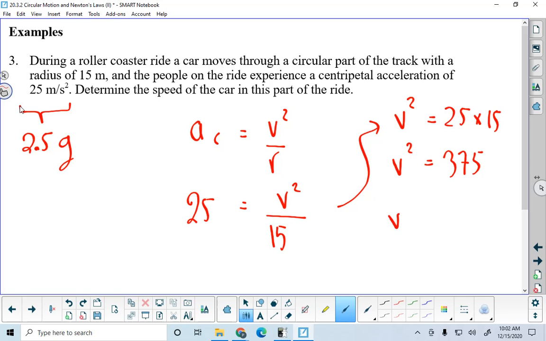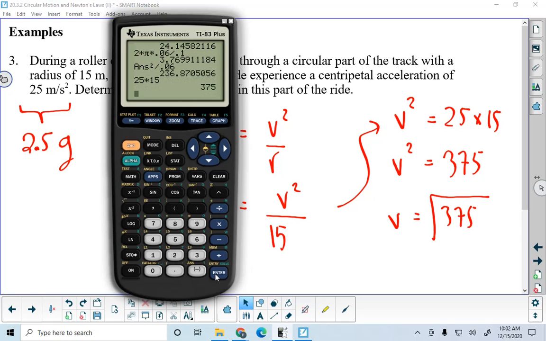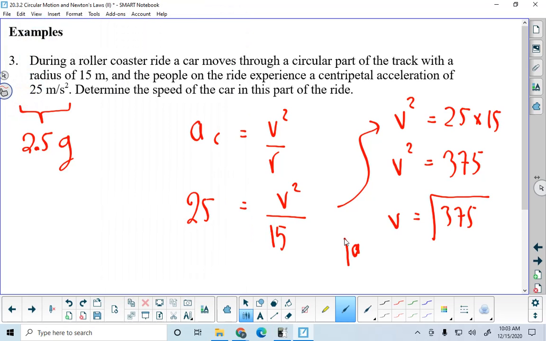That means we have to take the square root of 375. So about 19 meters per second. That's the answer. Any questions with number 3?